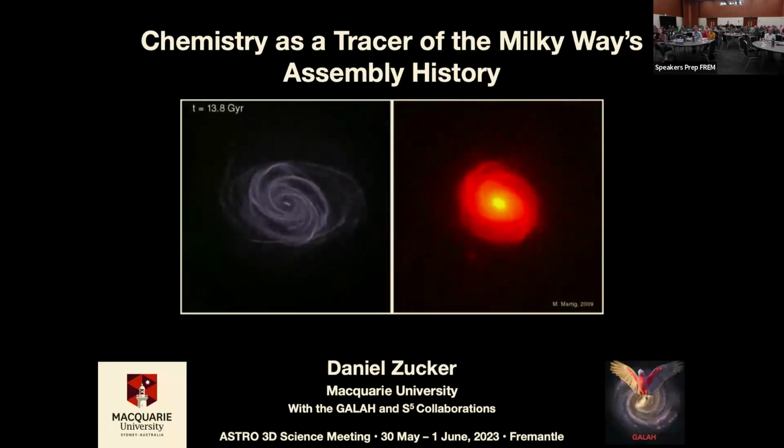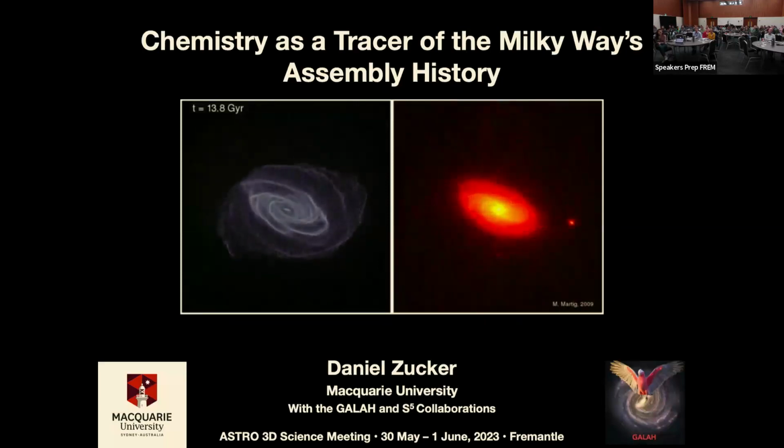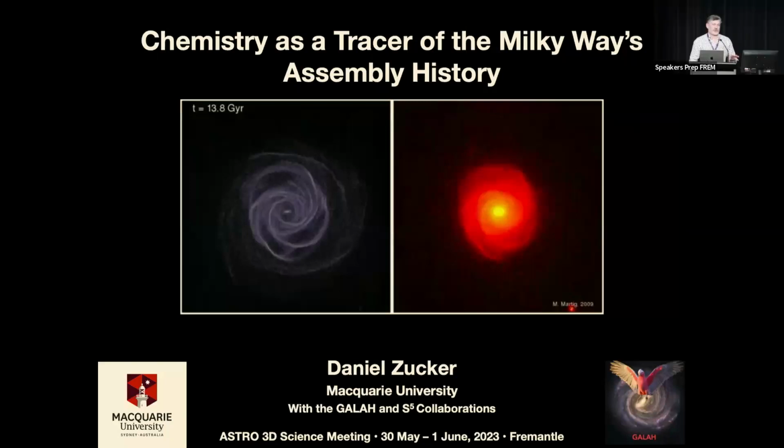So, hierarchical assembly of galaxies is pretty much the paradigm right now. There's a lovely illustration from 2009 by Marie Martig. And so we know that the Milky Way and other galaxies have assembled hierarchically. Little things come together to build bigger things. What can we use to trace this assembly history? I'm going to talk about chemistry, meaning elemental abundances, as a way to do this.